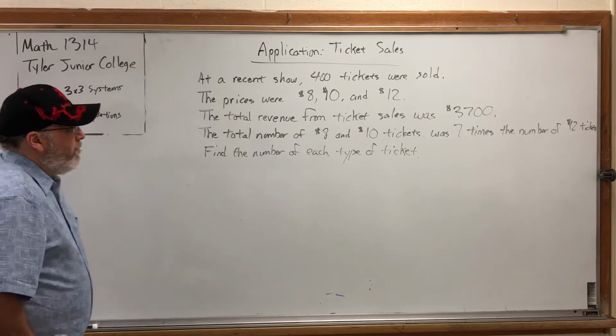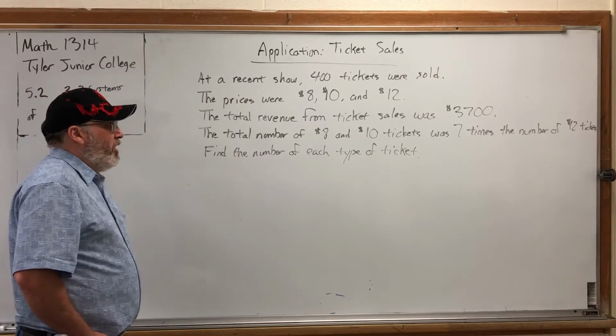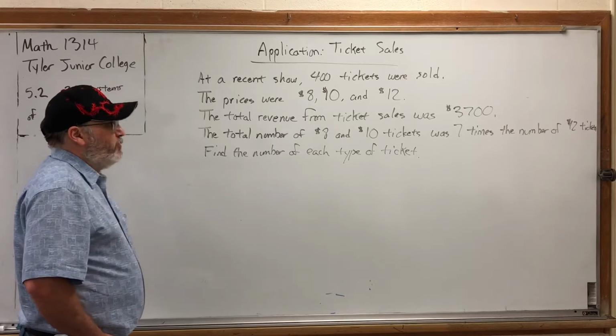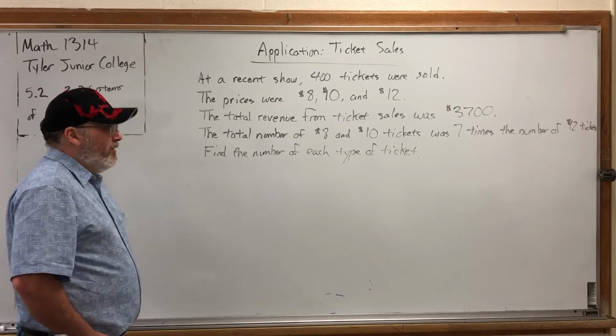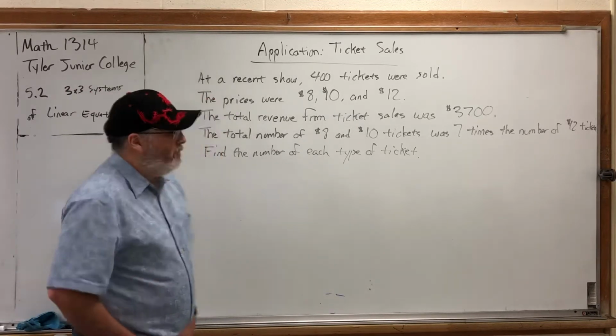At a recent show, 400 tickets were sold. The prices were $8, $10, and $12. The total revenue from ticket sales was $3,700. Let me stop here for a second. The question is going to be find the number of each type of ticket.